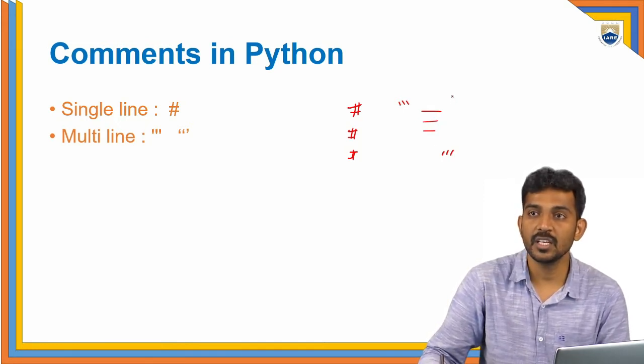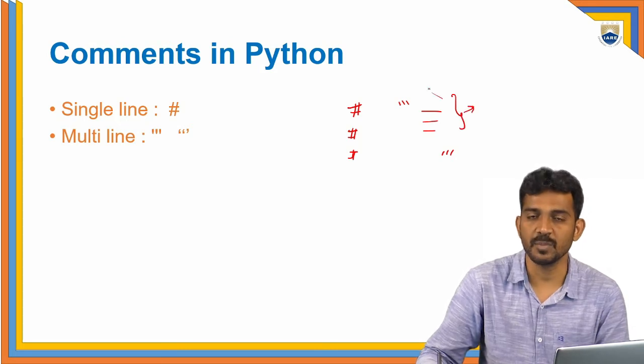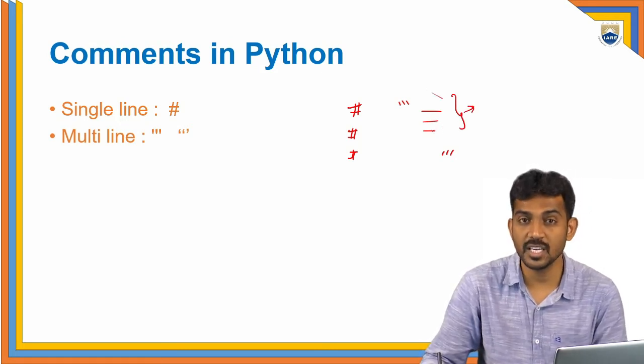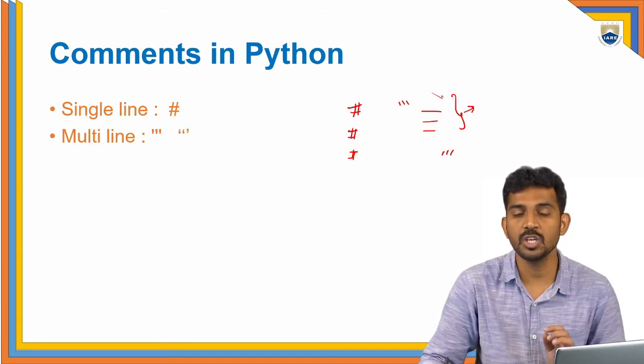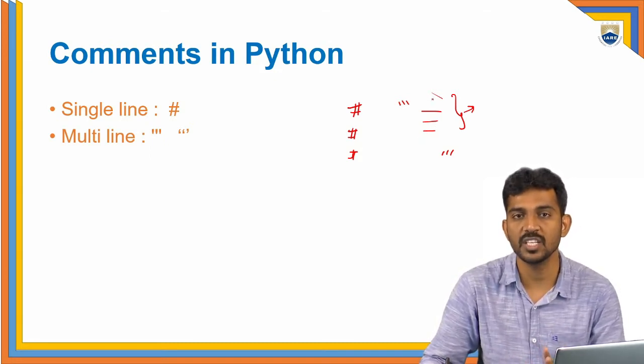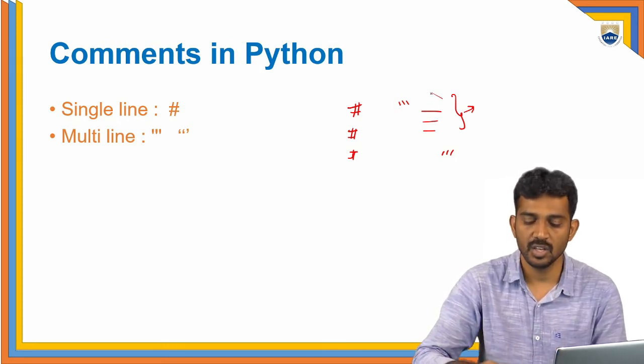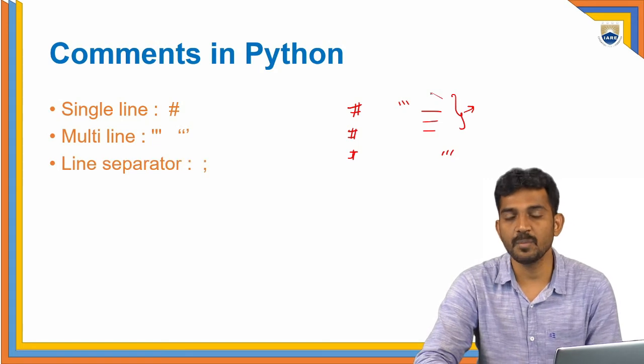The interpreter doesn't execute these statements. It is simply for the user's purpose, to understand the program or particular statements. Right? So the next thing is the line separator, the semicolon.